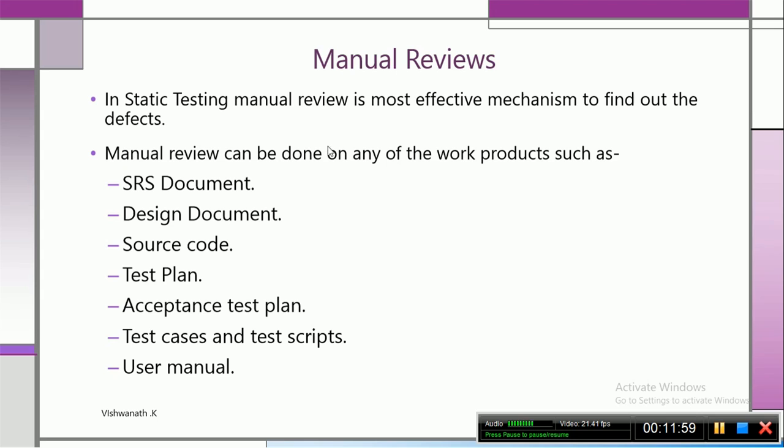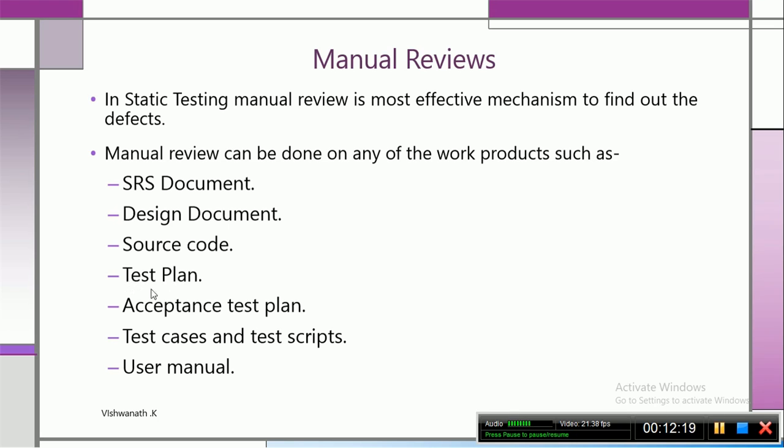Now the manual review can be applied to any of the work products. A manual review is nothing but a static testing process. So this can be applied with any of the work products, such as the SRS document and design document. We already discussed the use of the SRS document and design document. We also apply it on the source code.